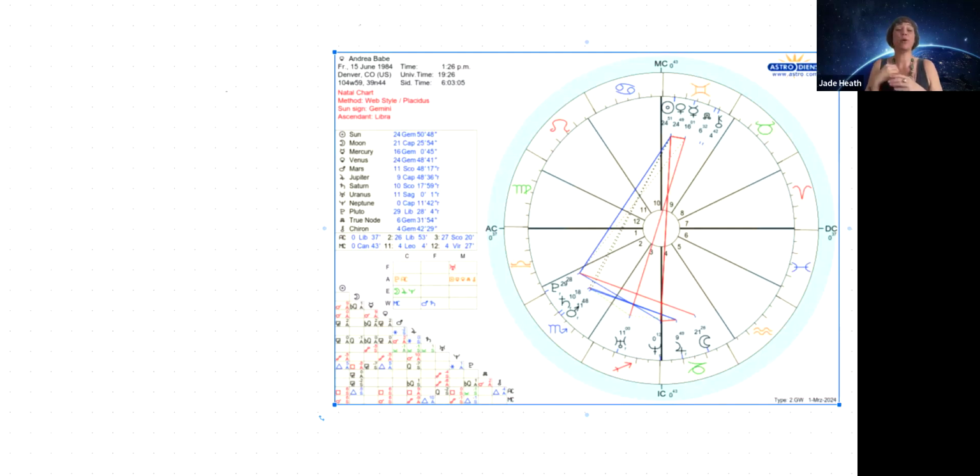You can look at your progressed chart and see where the planets are now and how that is having a conversation with your natal points.